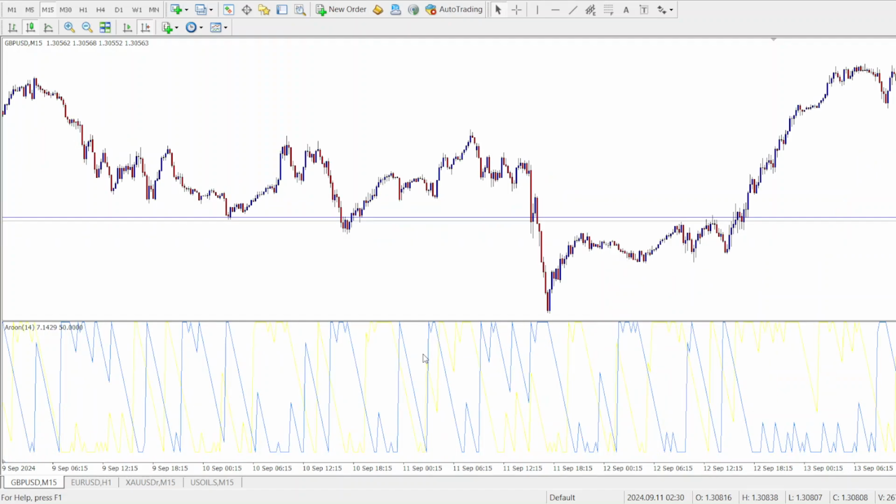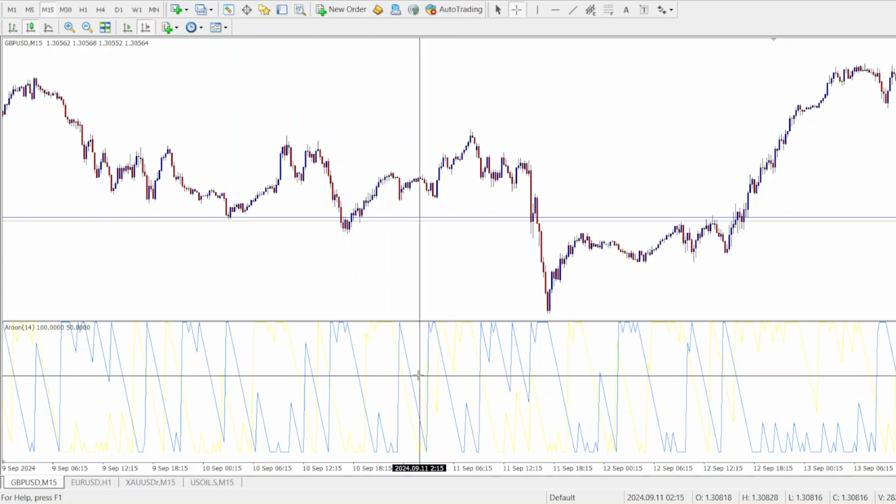Then you watch out for when the yellow line is towards 0. When the yellow line is pointing towards 0, while the blue line is pointing towards 100, you can enter a sell. Whenever the blue line and the yellow line cross each other, with the yellow pointing down and the blue line pointing up, you can use that as a sell signal.